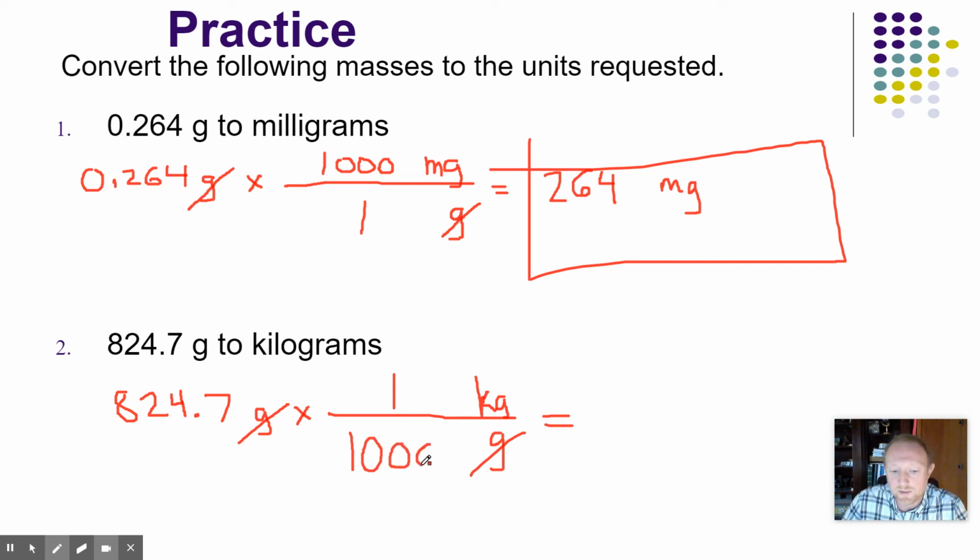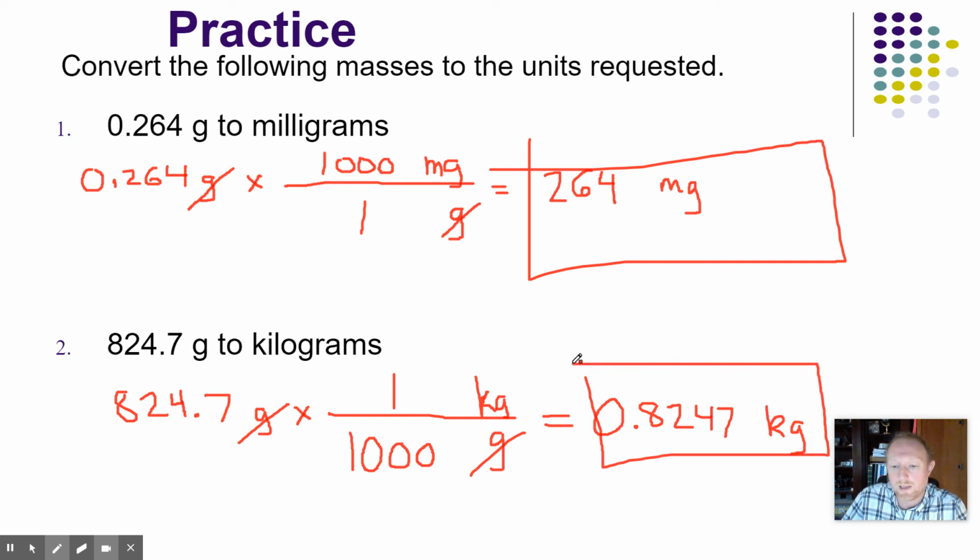Now, this problem is going to be a little different. Notice how the number 1,000 appears in the denominator as opposed to our previous question when it was in the numerator. So if we want to go ahead and solve, we're going to take our 824.7 times 1 and then divide by 1,000. So we get 0.8247. And of course, the unit is whatever's left over, which is kilogram. And we'll go ahead and put a box around it, indicating it's our final answer.